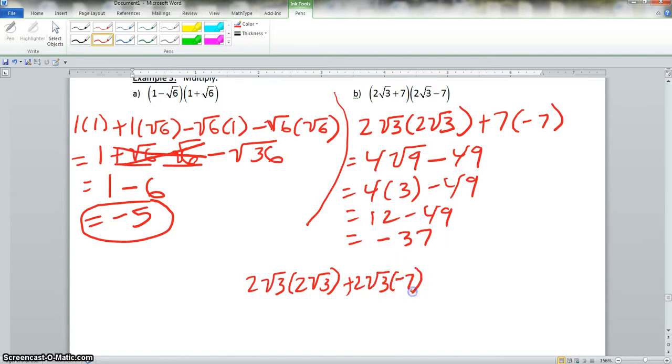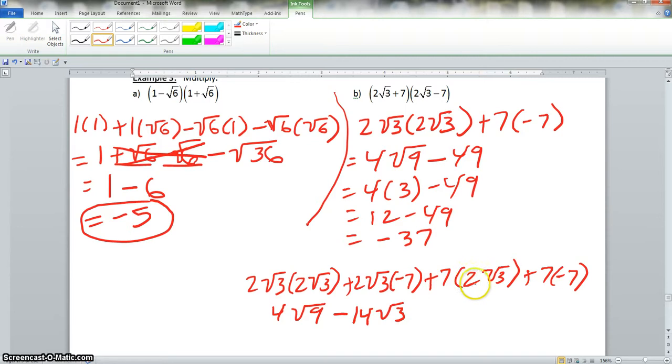times the negative 7. Then we would have positive 7 times 2 square root of 3 and positive 7 times the negative 7. So 2 times 2 is 4. Square root of 3 times square root of 3 is square root of 9. And then a positive 2 square root of 3 times the negative 7 will give us a minus 14 square root of 3. And a positive 7 times 2 square root of 3 will give us a positive 14 square root of 3. And positive 7 times the negative 7 will give us a minus 49.